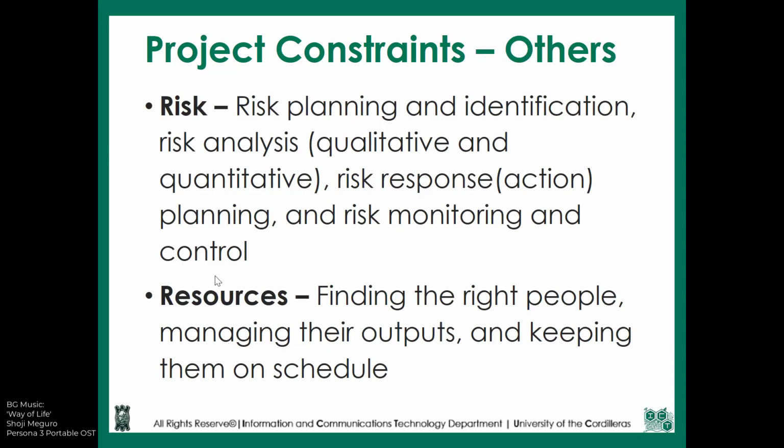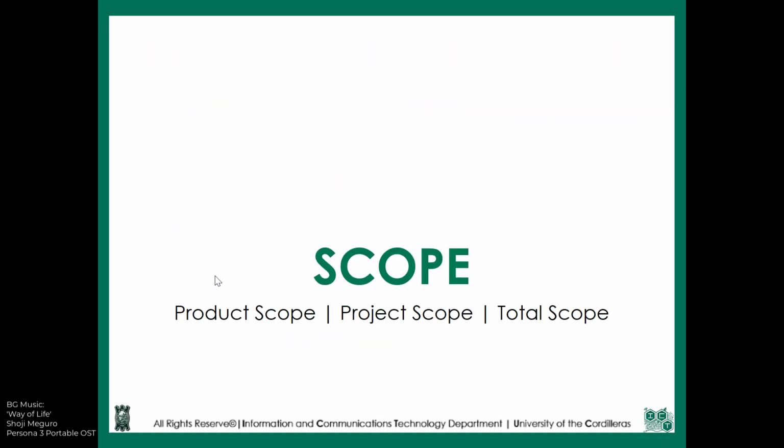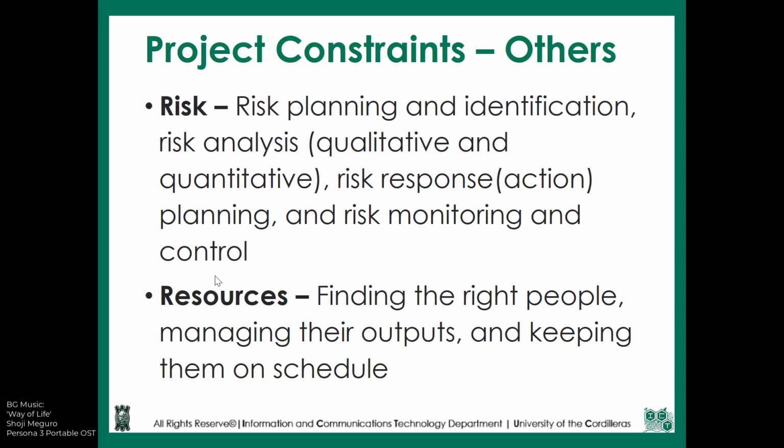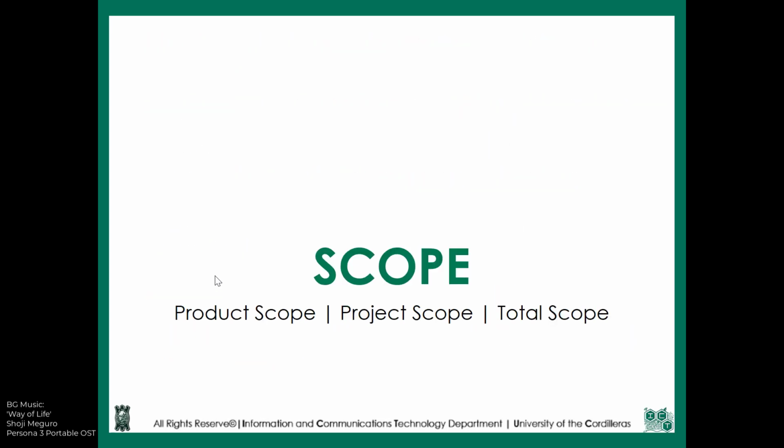So other project constraints are the following. You have the risks, you have the resources, which is usually part of cost, and of course we have that one. Next one is scope. For your scope, there are three types of scopes. So these are the limitations of your project.